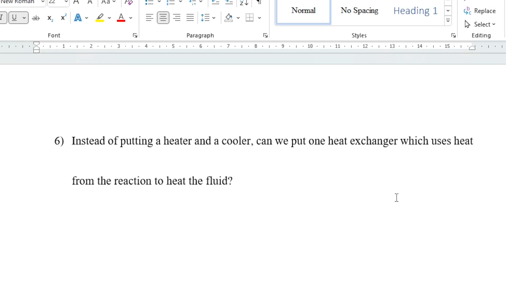Instead of putting a heater and a cooler, can we put one heat exchanger which uses heat from the reaction to heat the fluid? Definitely that is possible. But again, the concept is same. We are just representing the process.